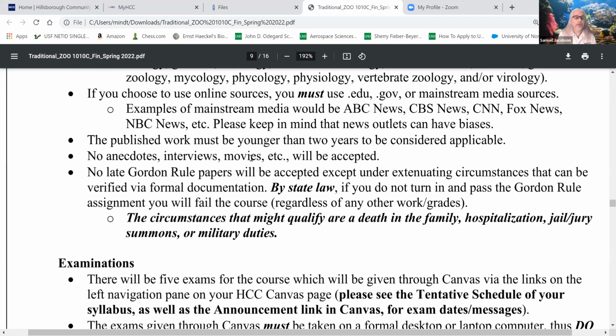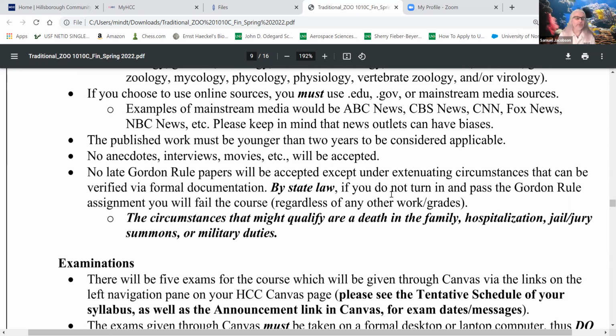And remember, don't turn in late. Extenuating circumstances do happen. These extenuating circumstances don't vary. And then state law requires that if you don't pass the Gordon rule, you don't pass the class. It's that simple. You can get an A on every single exam in the class, but if you don't pass the Gordon rule, you fail the class. It's that simple. State law.